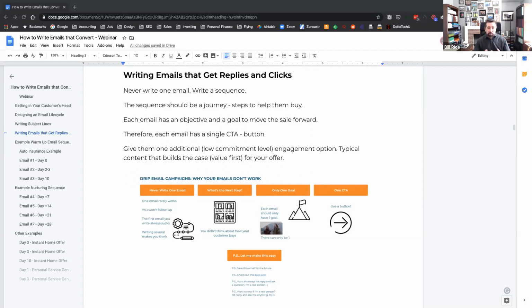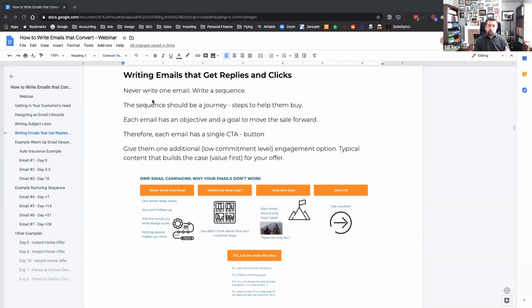Let me plow through this last little bit because there are some rules of the road that I like to follow in this particular setup. So one, never write one email. These tips are probably the reasons why, if you've tried drip email campaigns in the past, you haven't been successful. So just a little bit of context here.